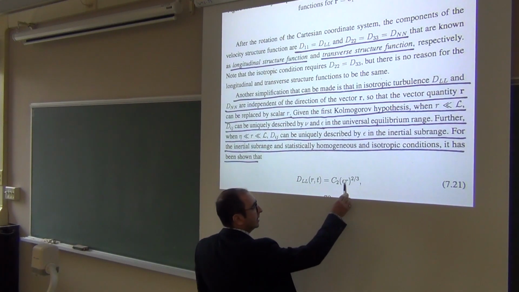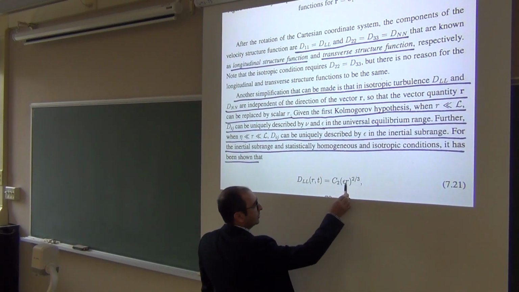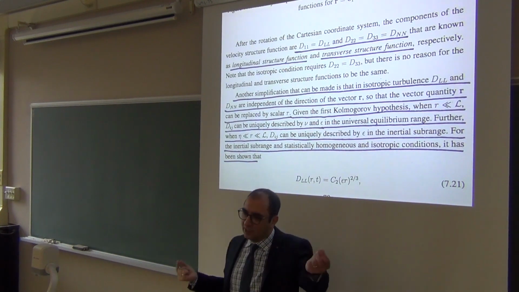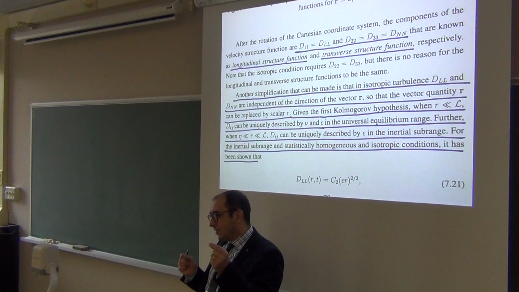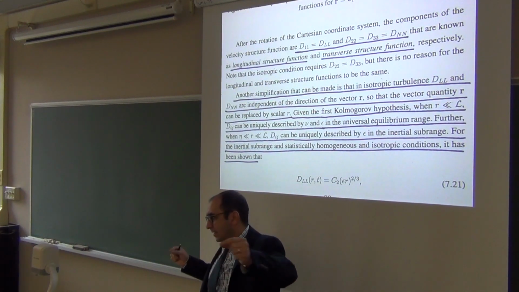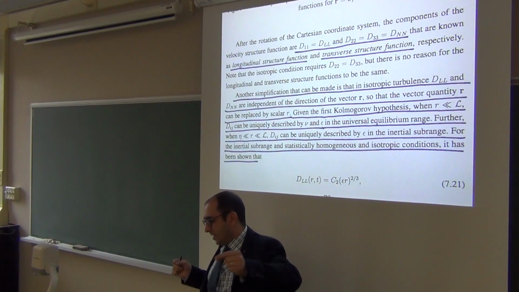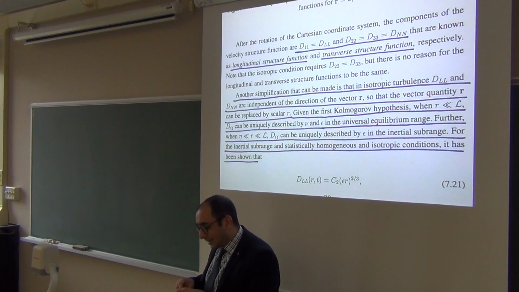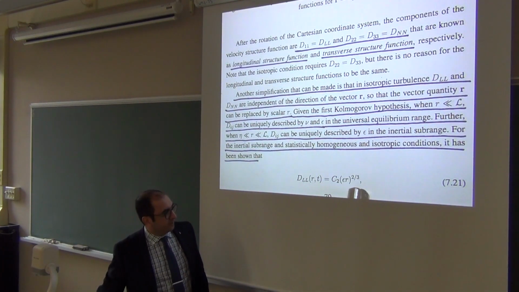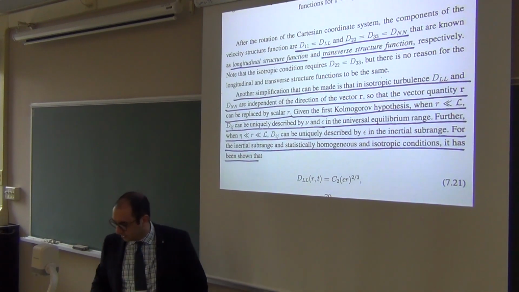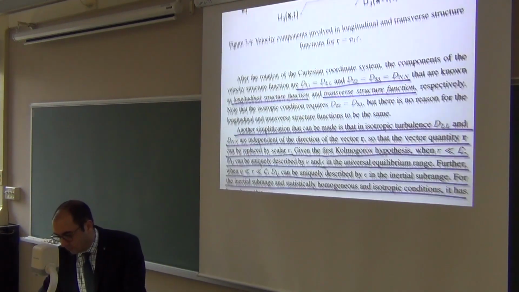Again, R here is somewhat known because you know the distance between the two sensors. You can calculate it maybe for a small distance, for a large distance. If the R is in the same range as the length scale of the inertial subrange, you should be able to fit a very nice curve and calculate the dissipation rate from the fit.